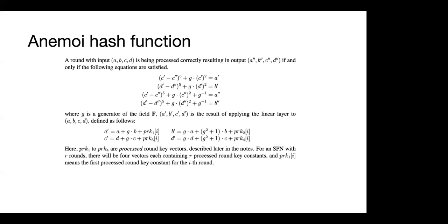This hash function is based on a design principle that I can find a polynomial that is probably difficult to compute, but easy to verify. Actually, difficult here is not the right word. It's not computationally difficult. It's that the computation might take a longer amount of time, but verifying it is going to be faster. And that's the example of the Anemoi hash function.